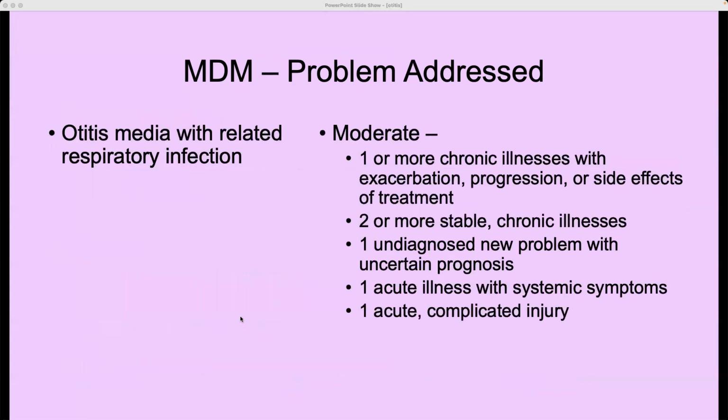So where does this case fall? Remember, it says otitis media with related respiratory infection. Often the ear infection is a result of a respiratory infection. The infection moves into the ear. So you see that I put this as moderate. If you look at one acute illness with systemic symptoms, the second to last bullet, that seems to fit.